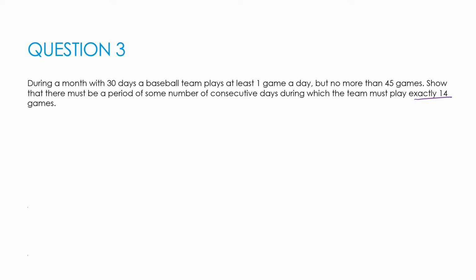Let's start by saying we know that because they play at least one game per day, but no more than 45 games, the number of games they've played is going to increase. I'm never going to have 2 days in a row where I've played the same total number of games, because they're playing at least one game a day. Which means if the first day I play 1 and the second day I play 1, then by the second day I've actually played 2: 1 the day before and 1 that day. So you get the idea.